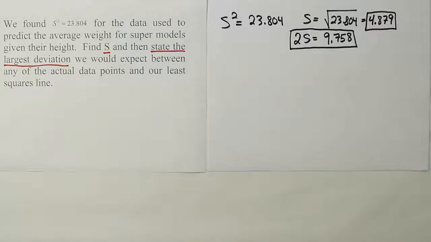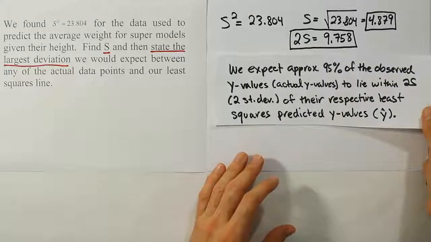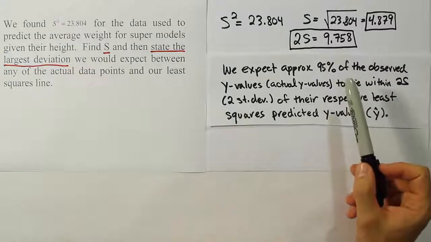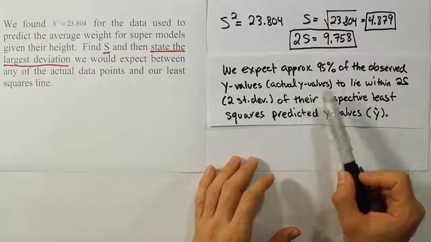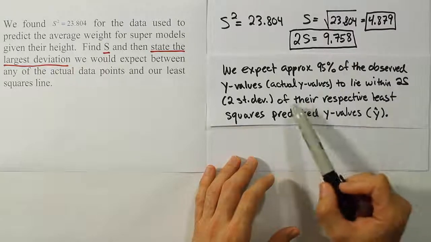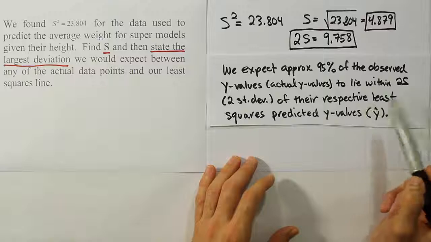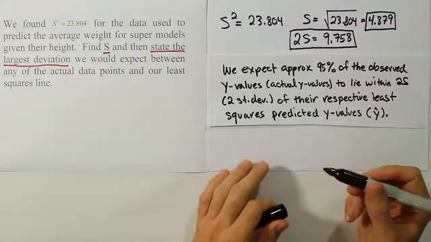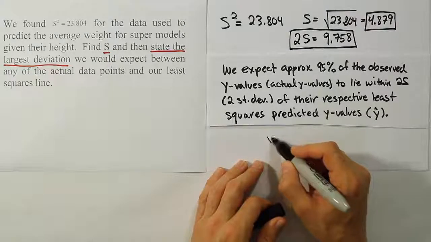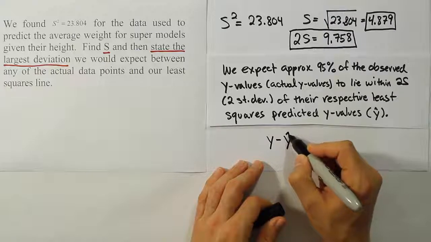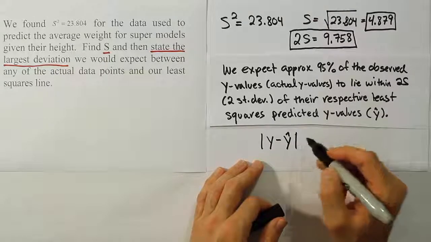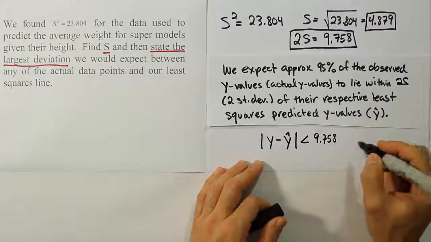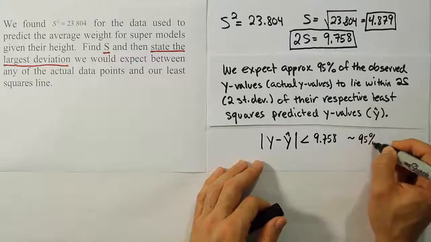The reason why is we have this classic statement that we use to interpret s. The classic statement says that we expect approximately 95% of the observed y values, that is the actual y values, to lie within 2 standard deviations of their respective least squares predicted y values. That's the y hat values. So basically what we're saying is that if we take these differences, y minus y hat, the absolute value of them will be less than 9.758, approximately 95% of the time.